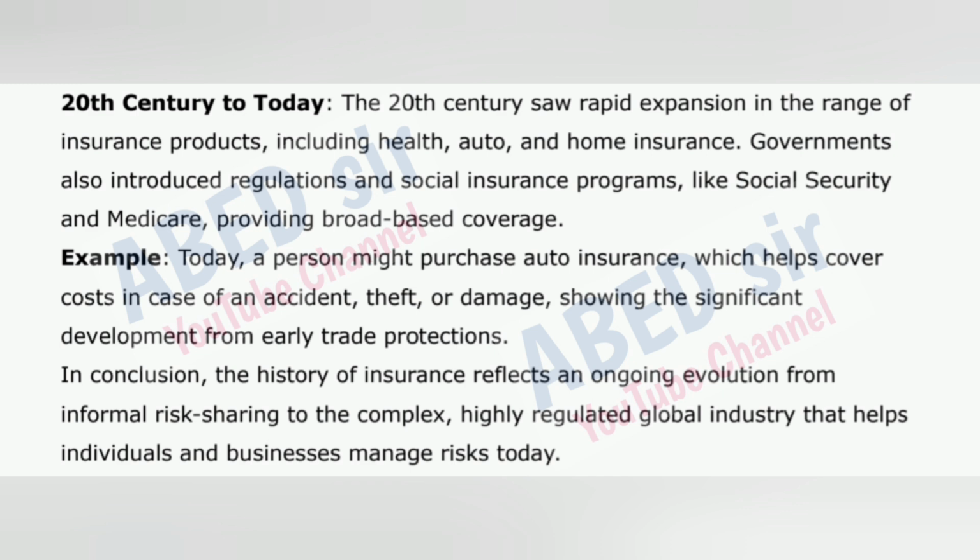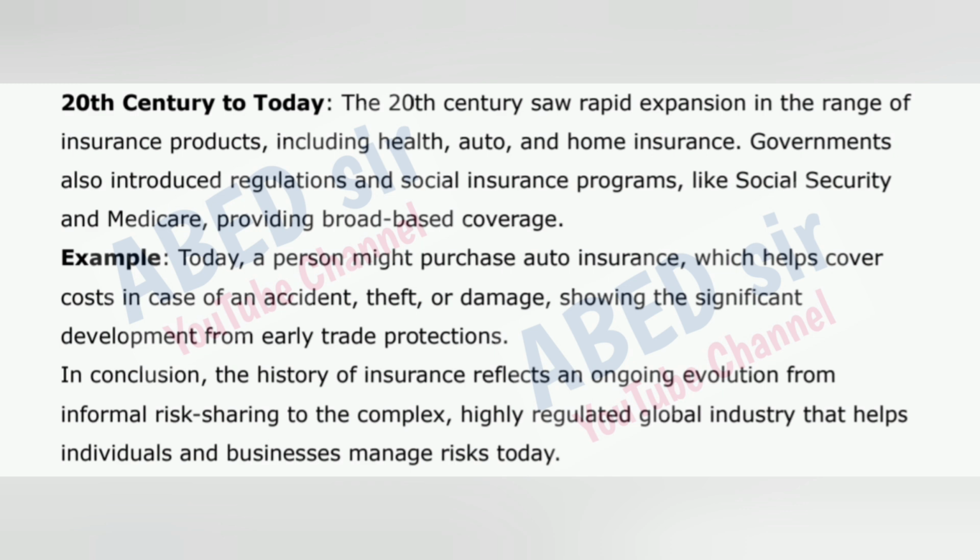20th century to today. The 20th century saw rapid expansion in the range of insurance products, including health, auto, and home insurance. Governments also introduced regulations and social insurance programs like Social Security and Medicare, providing broad-based coverage. Example: today, a person might purchase auto insurance, which helps cover costs in case of an accident, theft, or damage, showing the significant development from early trade protections.